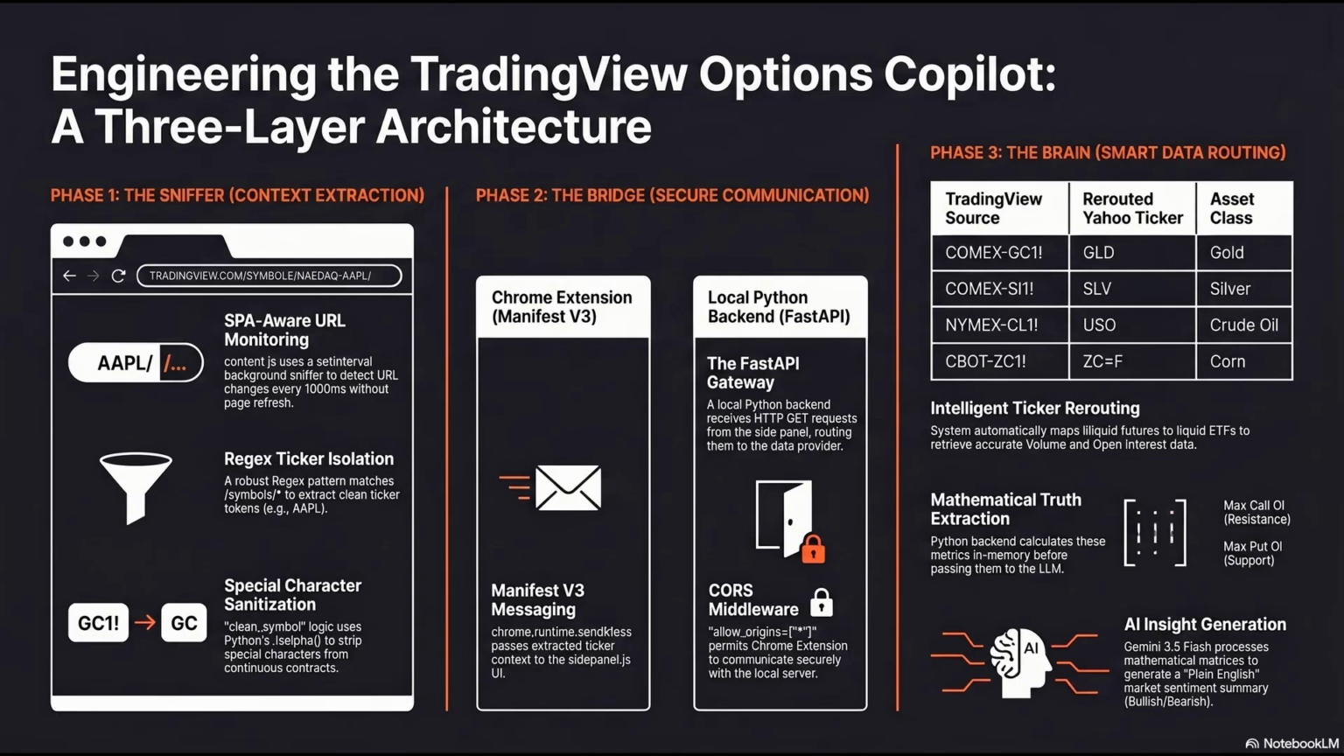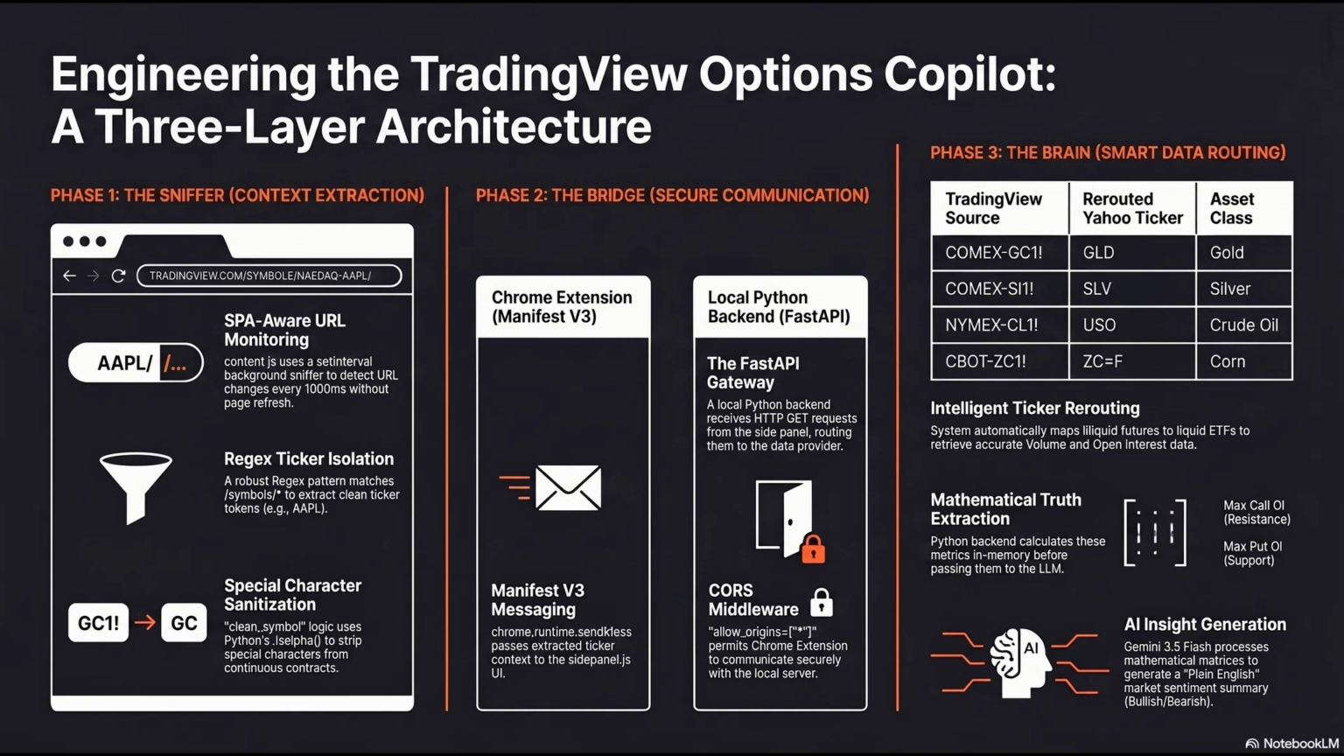The isalpha function checks if the character is a letter. If it is a letter like G or C, it keeps it. If it is a number or a symbol like the 1 or the exclamation point, it discards it. Okay. The join method then stitches the remaining letters back together. It is so concise. It rips out all the confusing contract month numbers and punctuation, leaving just the pure alphabetic core of the commodity. GC.